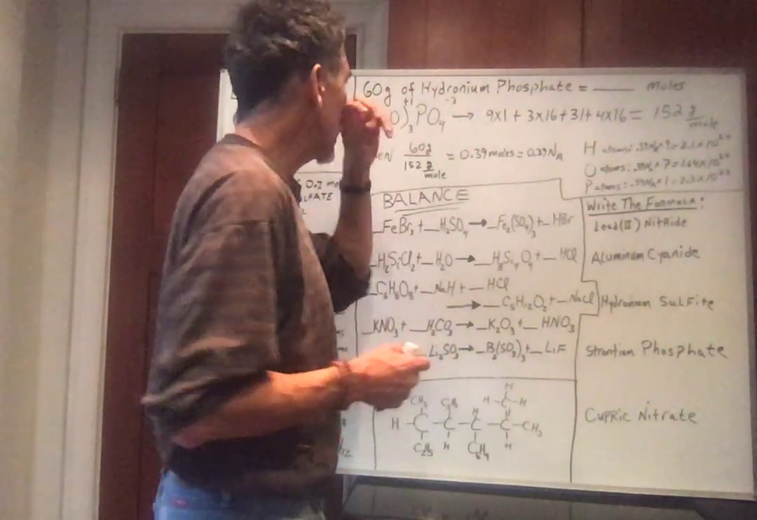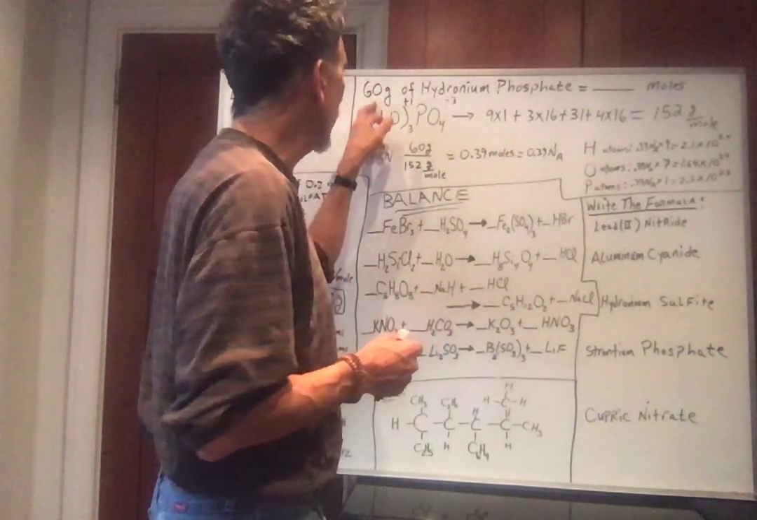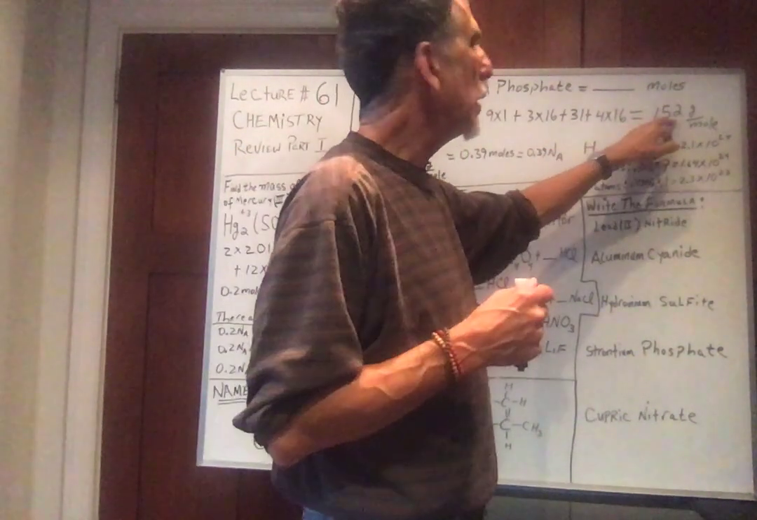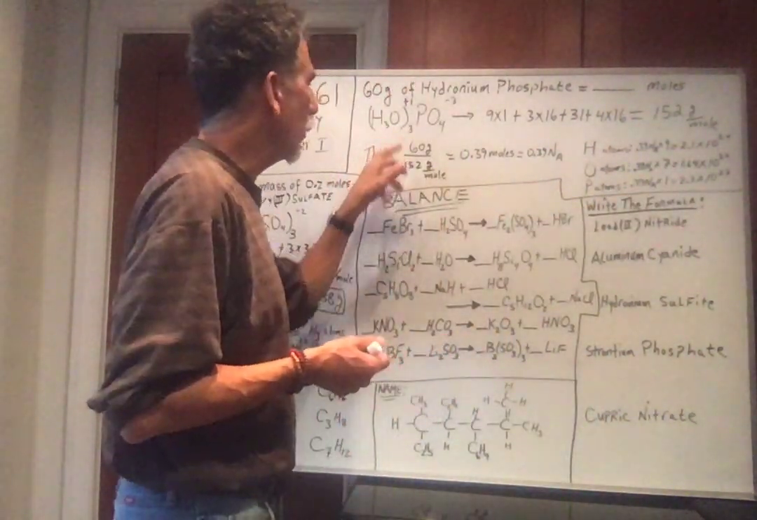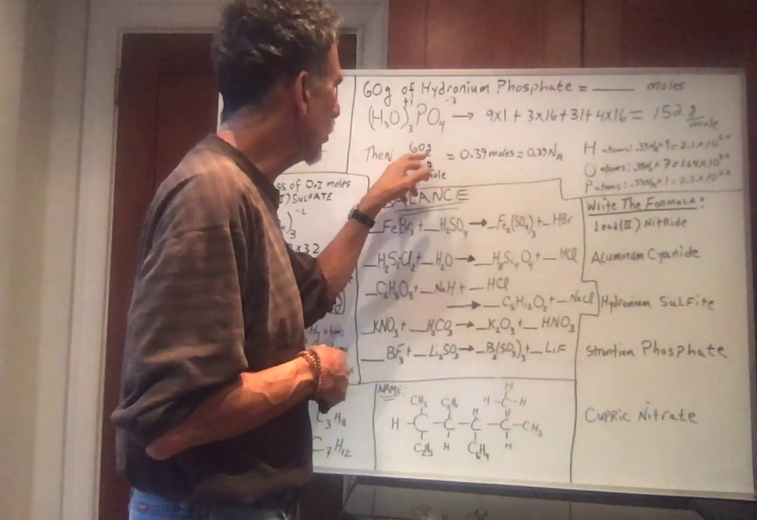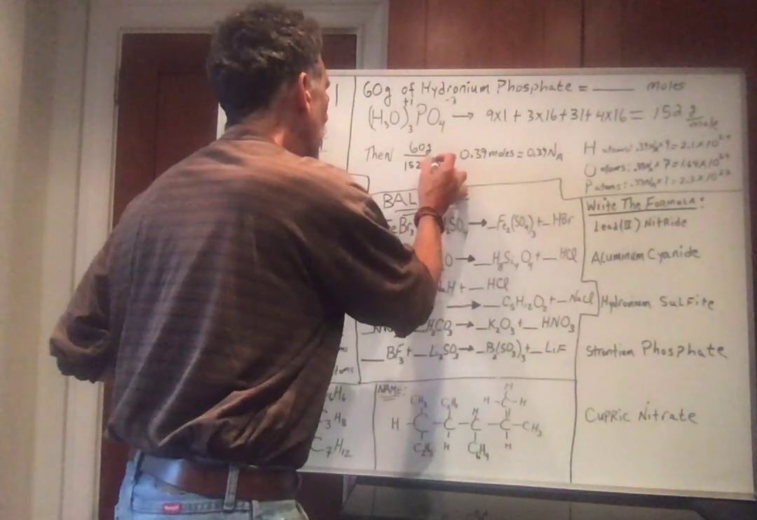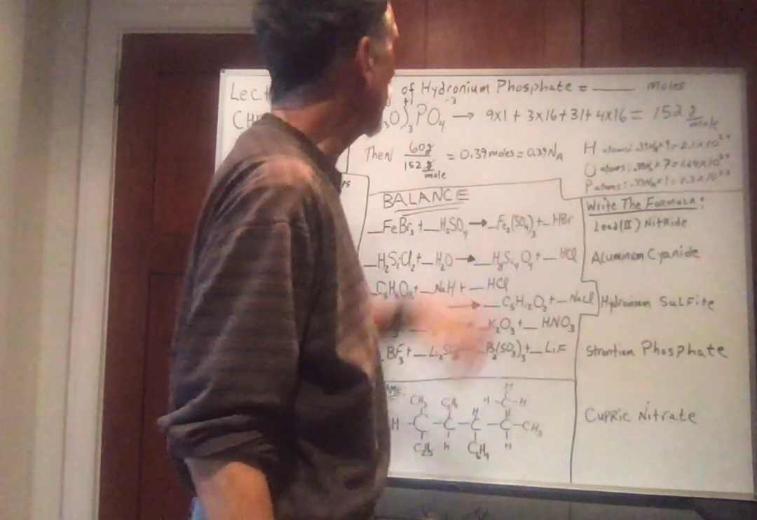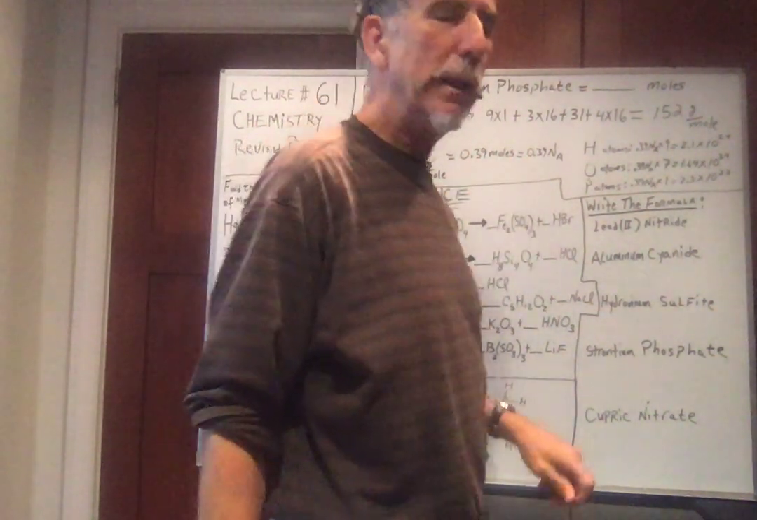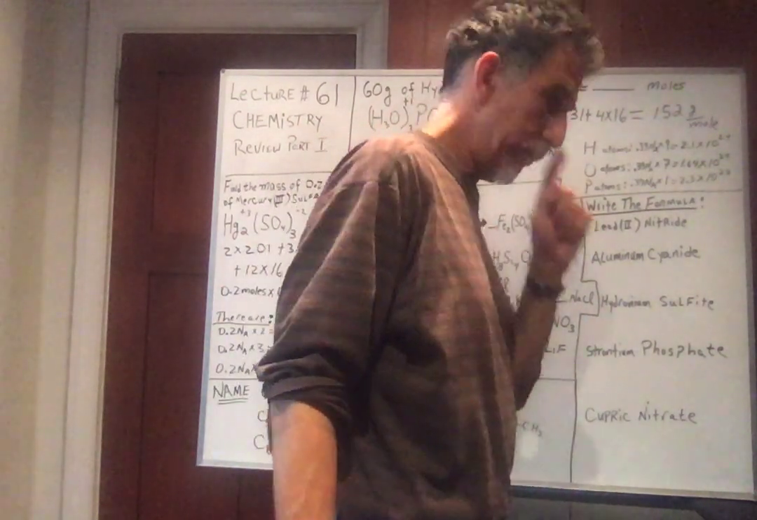So 60 grams is what I'm interested in. Clearly, 60 grams is less than a mole. How much less than a mole, right? Well, it's 60 grams divided by 152 grams per mole. Okay, grams go out, and this is what I get, 0.39 moles or 0.39 Na.